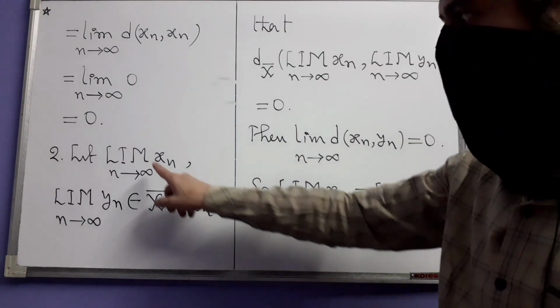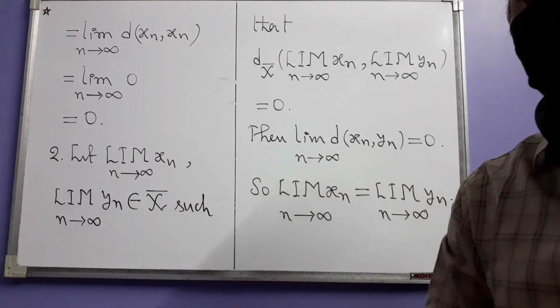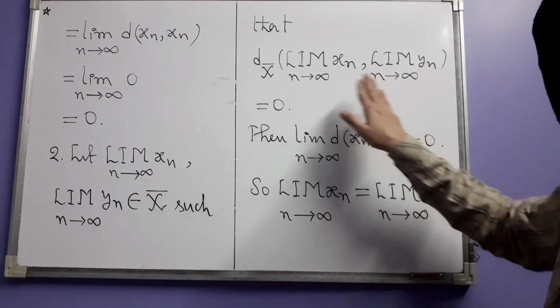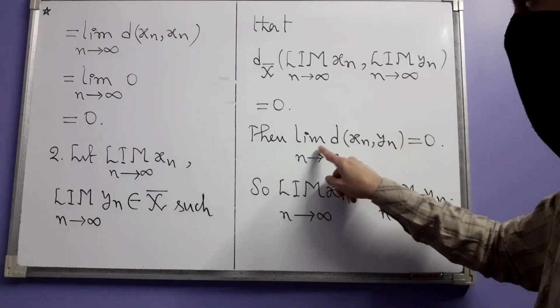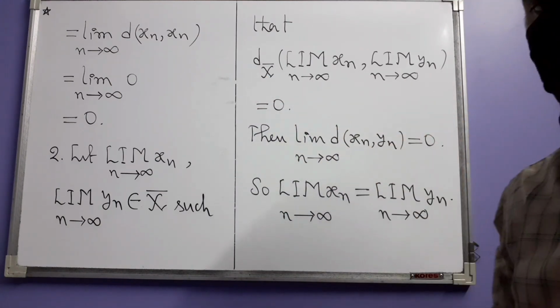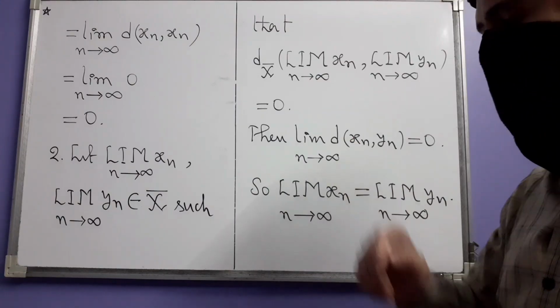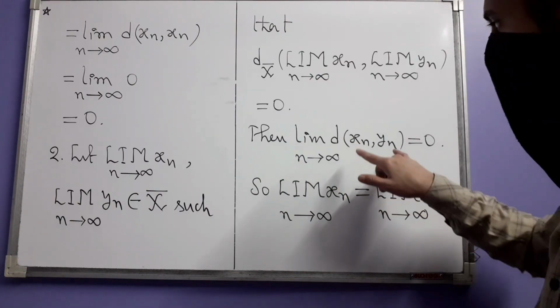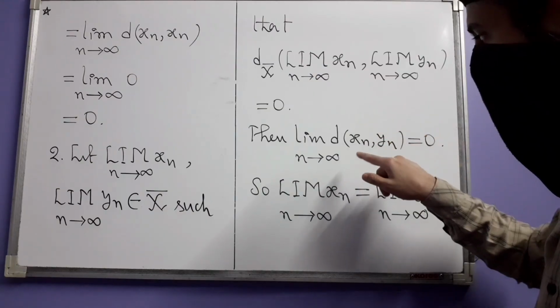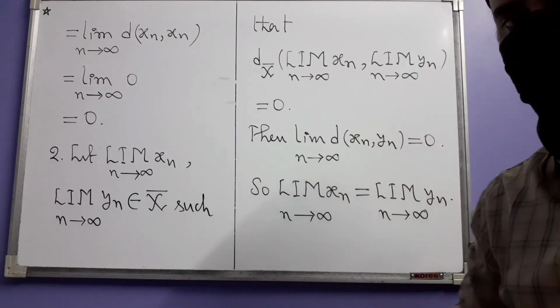Number 2, let this and this be two formal limits such that the distance between them is 0. Then by the definition of this function, limit of d of xn comma yn is 0. But if you go back and see the definition of equality of formal limits, it is precisely when this happens that we say that these two formal limits are equal.